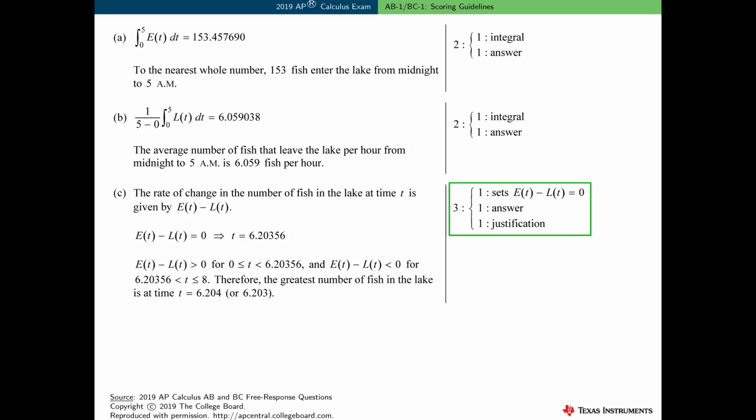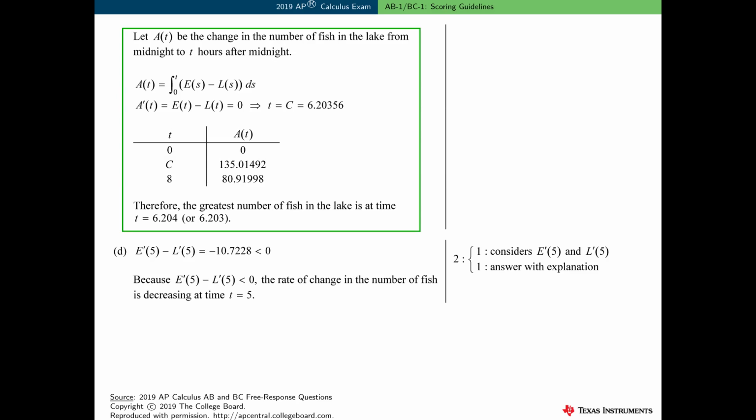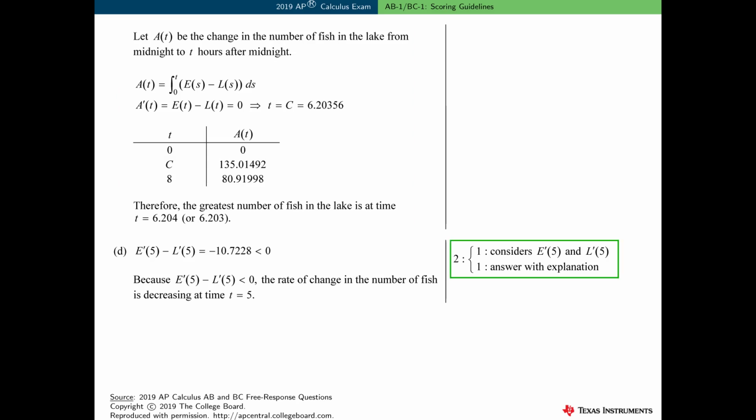Part C was worth 3 points, and there were 2 common solutions presented in the scoring guidelines: a sign test approach and a candidates test approach. Both were scored according to these guidelines. 1 point for setting E of t minus L of t equal to 0, 1 point for the answer, and 1 point for sufficient justification. Here's the solution using the candidates test.